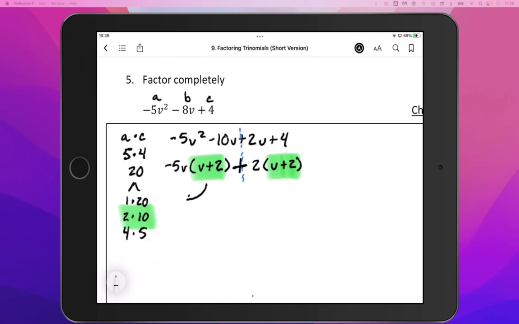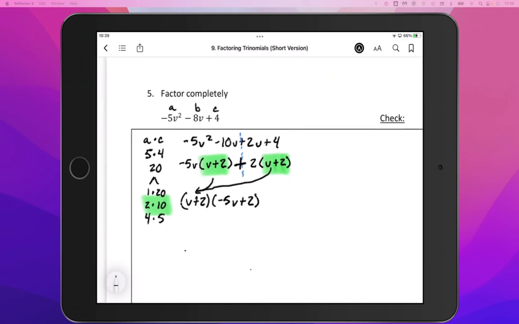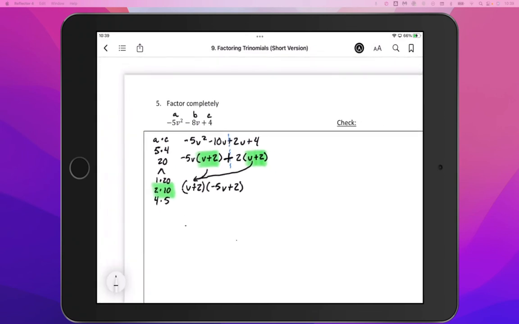So my v plus 2 is going to come out here. And what's left is negative 5v plus 2. Alrighty. That's going to be it for that one.